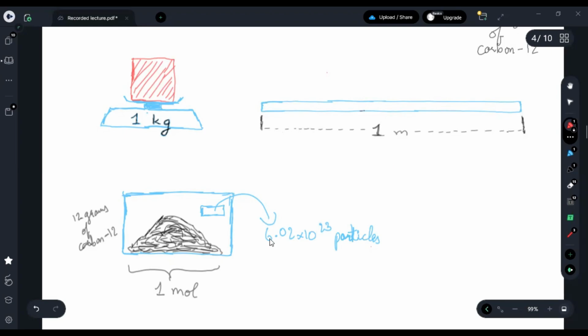Similarly, any amount of substance which this machine showed as 6.02 × 10^23 particles, that would be called 1 mole. This was kept as the standard. So the scientists then began to see for the other elements.